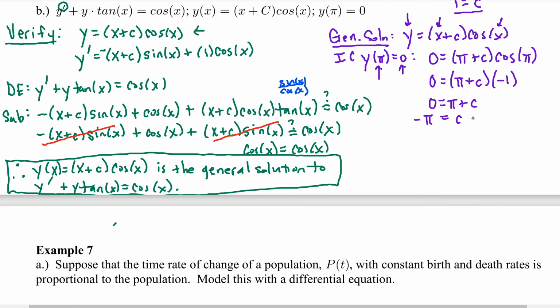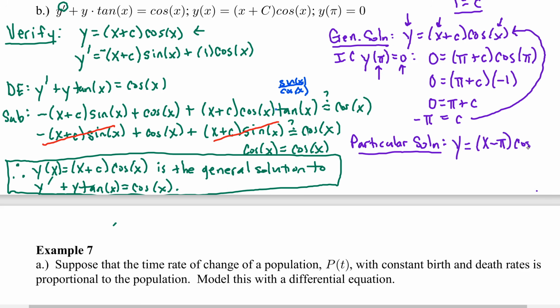Now, we're going to loop this back around to our general solution, and we're going to refine it and make it a particular solution. That is, the solution that contains that given initial condition. So our particular solution then is y equals x, we're replacing c with negative pi, x minus pi, cosine of x.